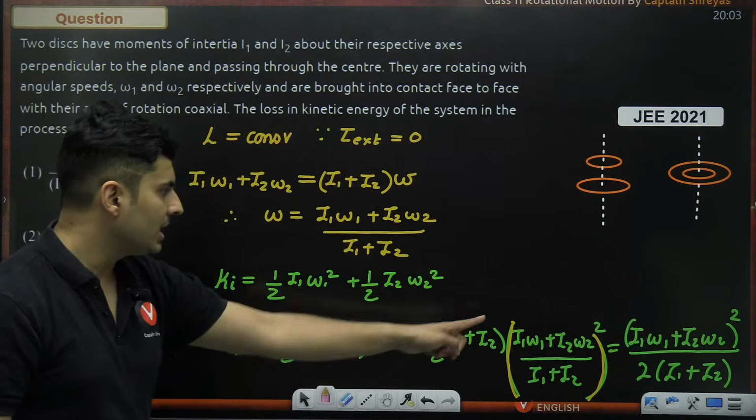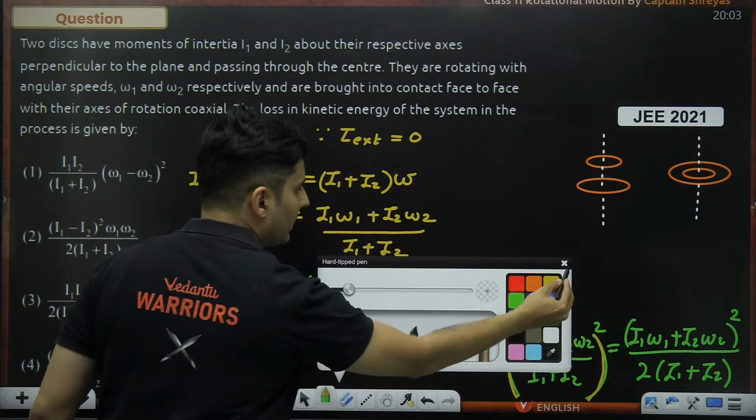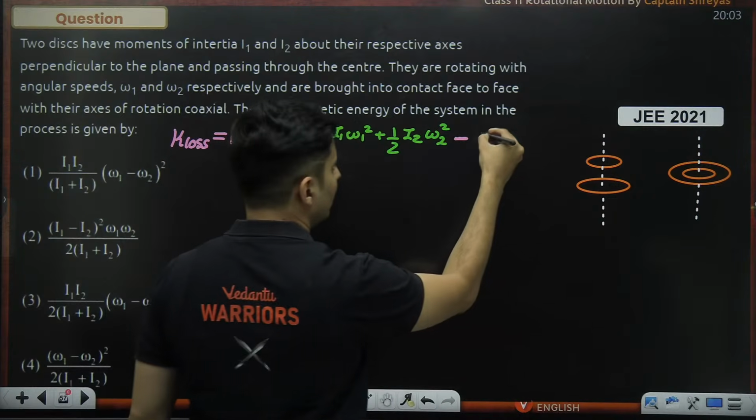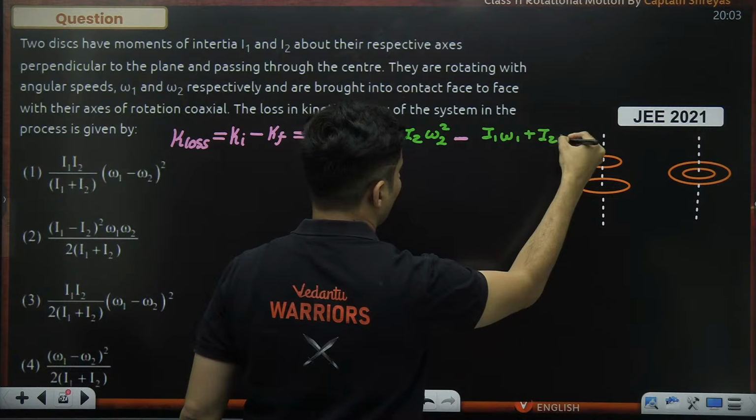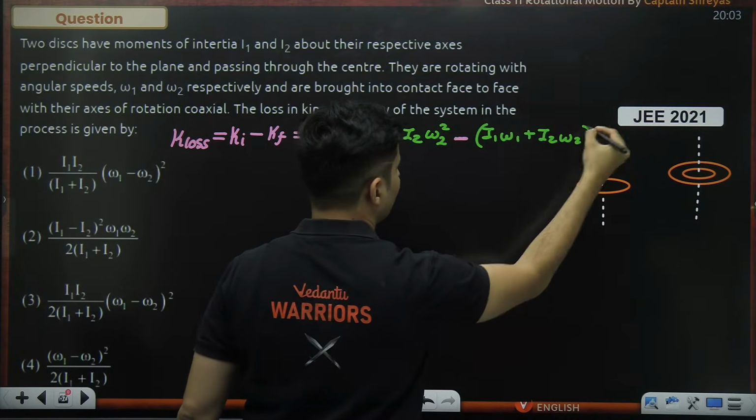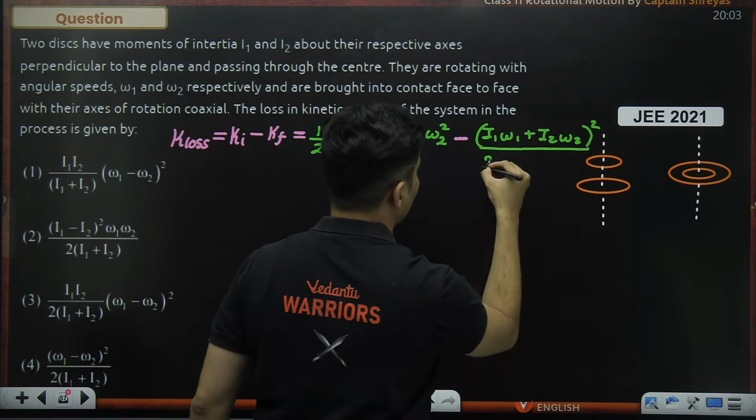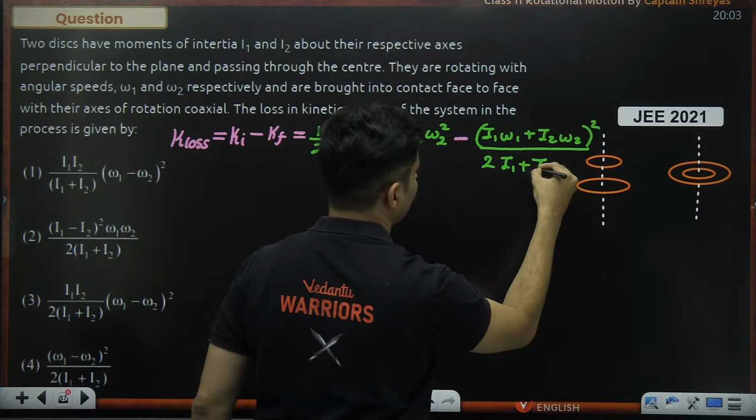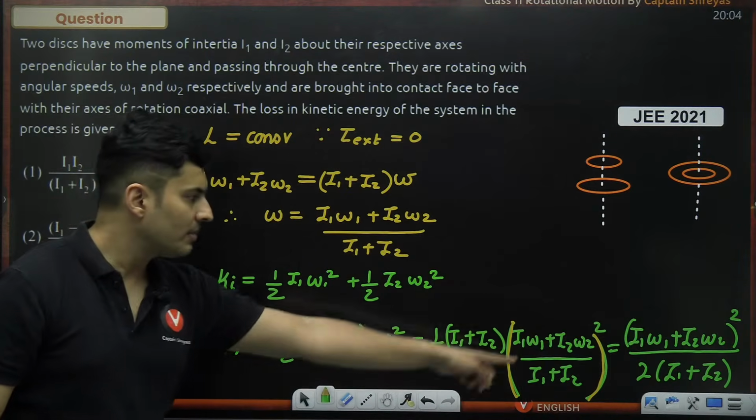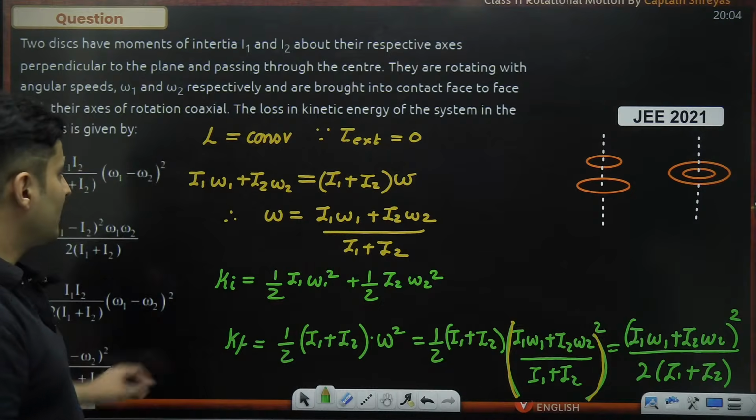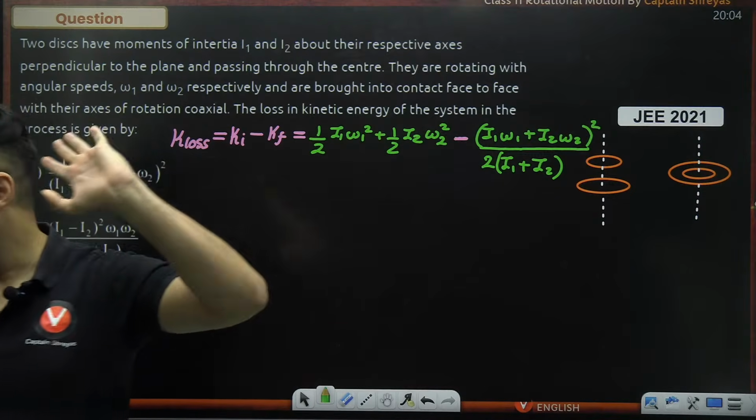Final kinetic energy is exactly that one. So let's substitute that. So it will be I1 omega 1 plus I2 omega 2 the whole thing square divided by 2 times of I1 plus I2. That's what it is. Just check this out. 2 times I1 plus I2. Now you just have to solve this, guys, and you will get the answer now.